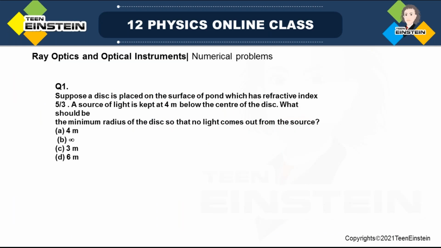So we have been learning many formulas and many theories in the ray optics chapter. So today we'll solve a few numerical problems, and then our concepts will be clearer. The last part in this chapter is the instrument part, microscope and telescope. Among telescopes, astronomical and terrestrial telescopes are there. That topic we'll take in the next class.